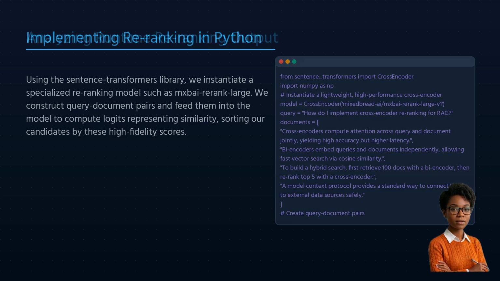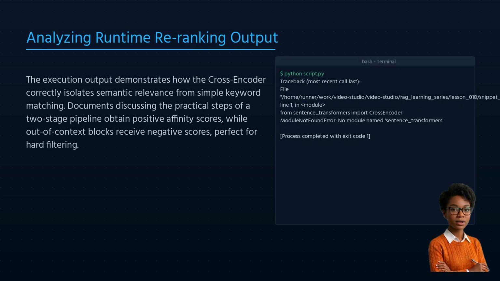Whoops! Looks like we've hit a classic live debugging moment here, which is actually a fantastic teaching opportunity. As you can see from our traceback, we've encountered a module not found error, no module named sentence_transformers. This simply means that the necessary Python library for cross-encoder isn't installed in our environment. A quick pip install sentence transformers will resolve this.